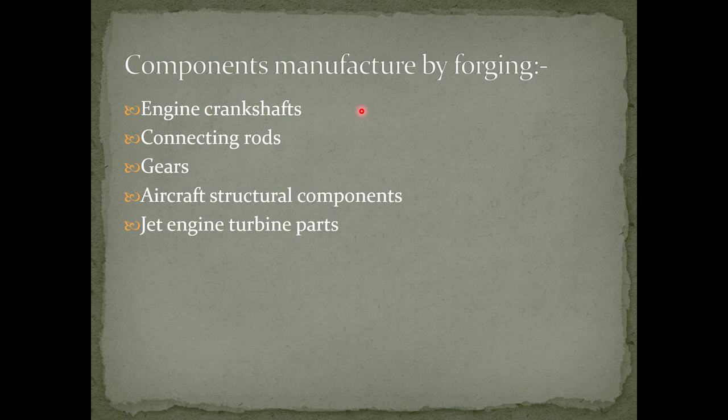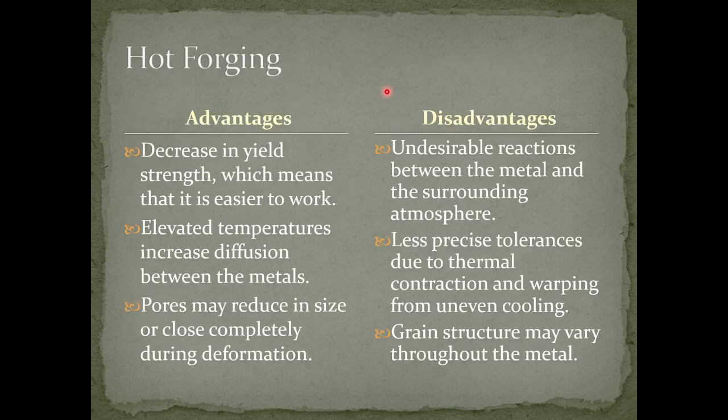Forging se hum kaun se components manufacture karte hain? To first is engine crankshaft, connecting rods, gears, aircraft structural components, jet engine turbine parts. So these are the components which are manufactured by using forging. So first is hot forging. To hot forging ke advantages and disadvantages hum pehle dekhenge.